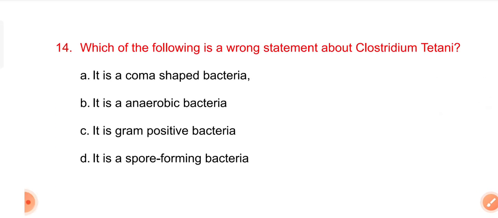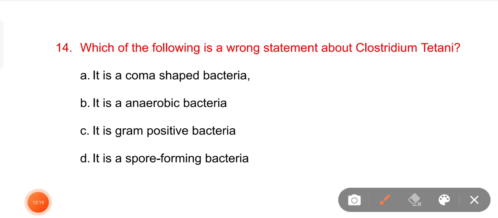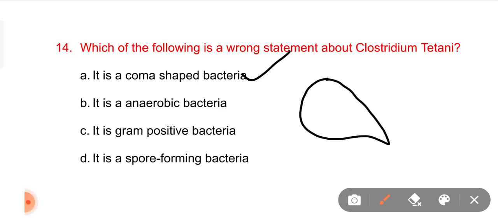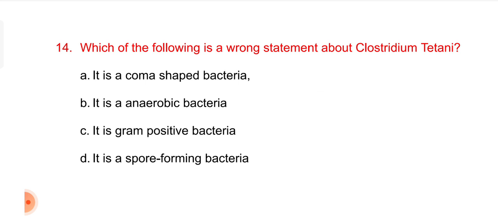The next question is: which of the following is a wrong statement about Clostridium tetani? The options are: A, it is a comma shaped bacteria; B, it is an anaerobic bacteria; C, it is a gram positive bacteria; D, it is a spore forming bacteria. The right option is option A. It is a comma shaped bacteria. So the comma shape is like this. Clostridium tetani is not a comma shaped bacteria.